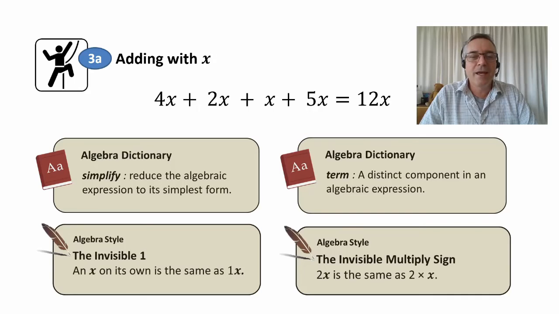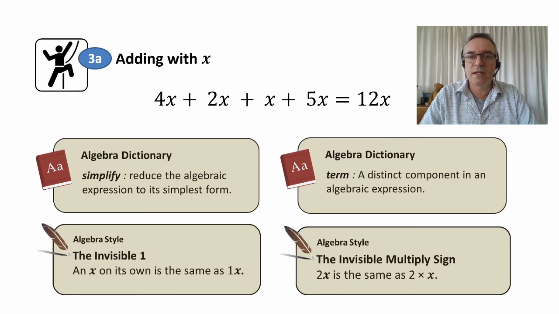Welcome back. In the previous step, we worked out how to simplify an expression like this one on the screen. Let's recap a few terms that we learnt. Simplify. When I talk about simplifying an expression, I'm looking at the expression on the left-hand side and I'm reducing it to something smaller. We also looked at the word term, which is a way of referring to each of the individual components in this expression. So 4x is a term, 2x, x, 5x are terms, and 12x is a term.